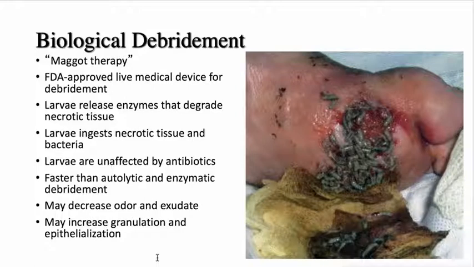Biological debridement, kind of gross, but it's actually been found to be effective. It's maggot therapy. And these maggots, of course, are sterile and they're unaffected by antibiotics, and it's faster than autolytic and enzymatic debridement. It may decrease the odor and exudate, and it may increase granulation and epithelialization, and it is actually FDA approved. And that is for necrotic tissue.